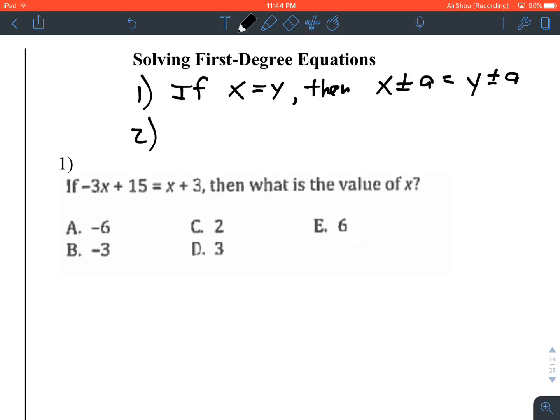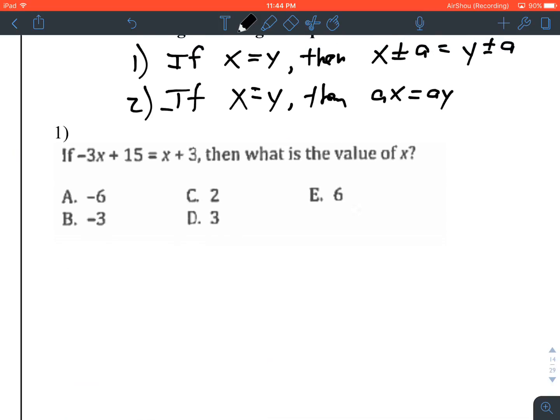Other property that's extremely important is we can multiply or divide both sides of an equation by the same number, and the equation is still going to be true, as long as the number you're multiplying is not 0. So if x equals y, then we can multiply or divide both sides by number a, as long as a is not 0. You use these properties all the time. So let me just remind you of how you use them.